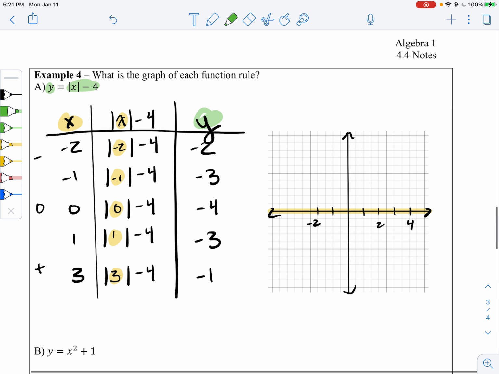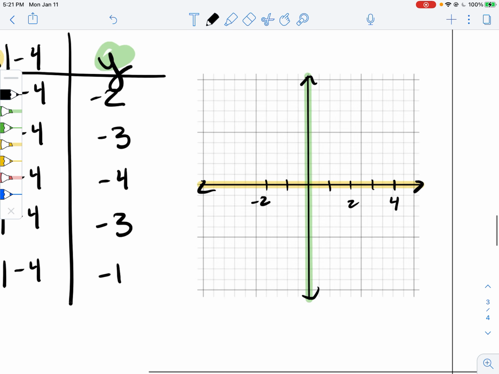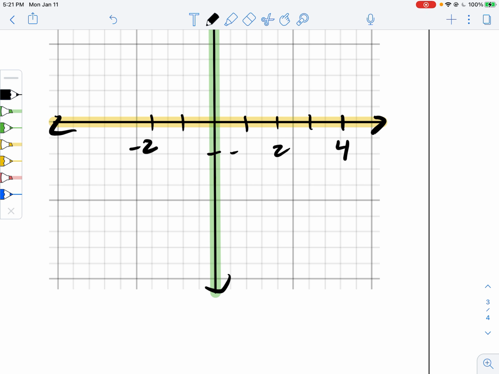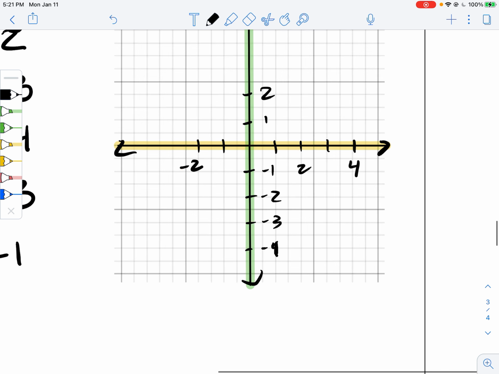And how are my y's doing? Oh, maybe I shouldn't have put this in the middle, because look, they're all negative. I need to be able to get down to -4. So let's try every other one: -1, -2, -3, -4. Nailed it. This is 1, this is 2. Just for good measure.